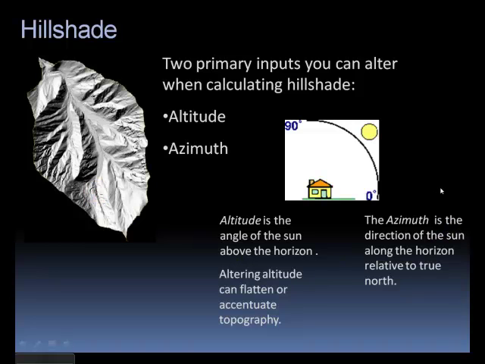The azimuth is the direction of the sun along the horizon relative to north, and this is something I would recommend that you never mess with. Our eyes are used to seeing things illuminated from a certain angle. If you change the azimuth of the illumination source, sometimes your peaks look like valleys and your hillshade gets inverted.